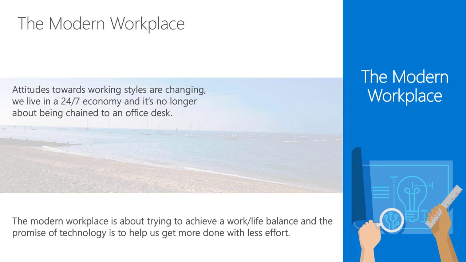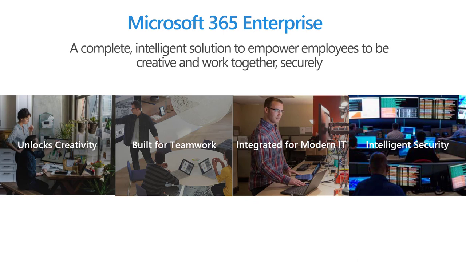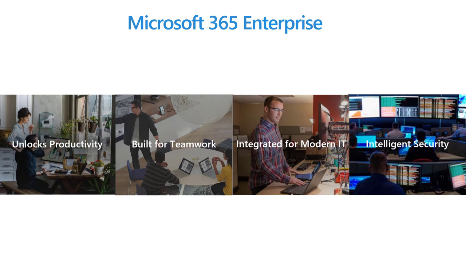And this is typical of the workplace today. We see some trends in the workplace around multi-generations working together, increased transparency, people working from anywhere, and across a multitude of devices. So, you asked about our product strategy and where we are heading with that? And the simple answer is it's Microsoft 365, which we call the complete intelligent solution to empower employees to be creative and work together securely. And you can see here the typical four pillars that we would talk about for Microsoft 365 and what it does for customers around unlocking creativity, built for teamwork, integrated for modern IT and intelligent security. And I'm sure we'll get into some of that this morning.